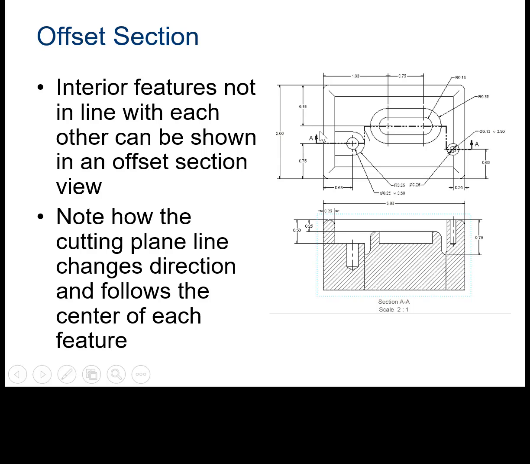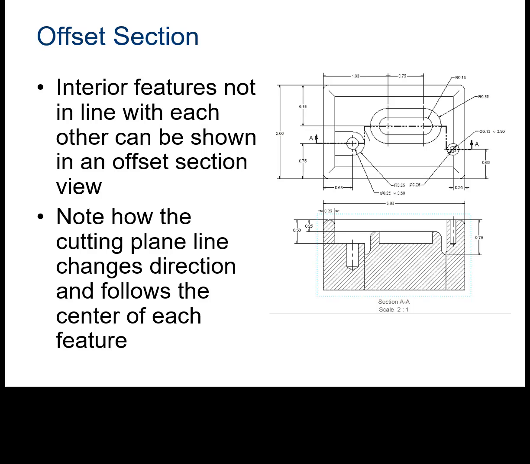So if you look here, you can see the section line. It's again an AA. It's pointing upwards, so we're going to see the top half of this, but it is not a straight line. It is going in a zigzag pattern. It's going to cut through this hole, then go up and cut through this slot, and then come down and cut through this hole. It just allows us to see the inside of these holes and slots to better understand how the interior looks. Just an additional section view to help us with our drawings.